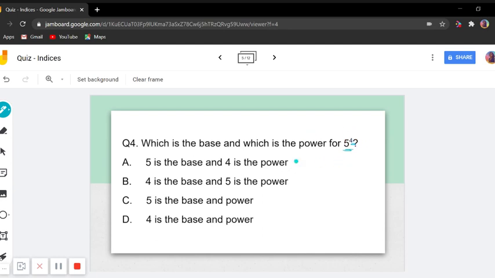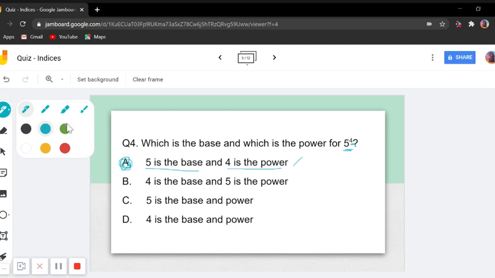So let's take a look at the first option, option A. 5 is the base and 4 is the power. Is it correct? 5 is the base. Yes, 5 is the base, it's correct. And 4 is the power. This is also correct. So option A is correct.